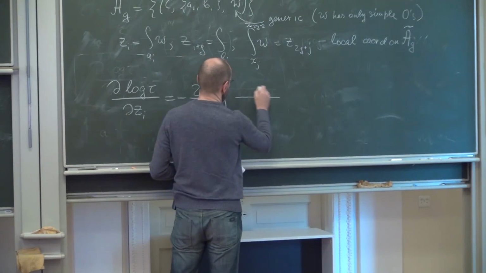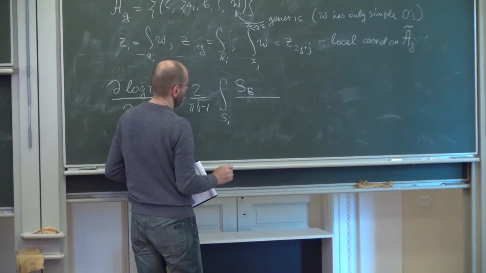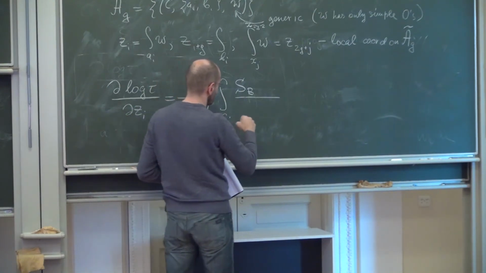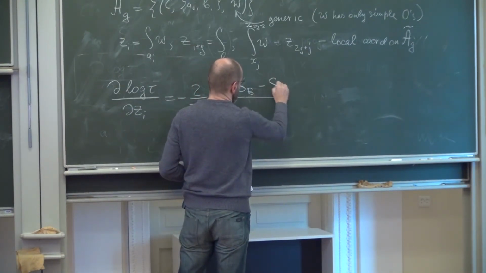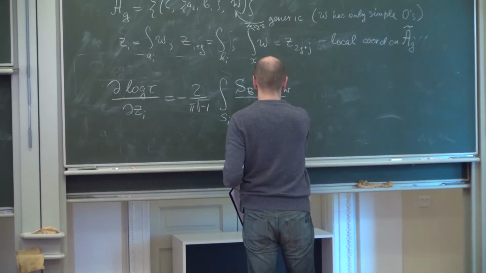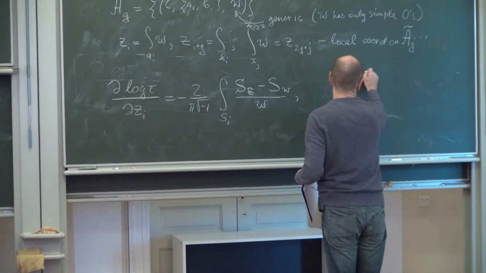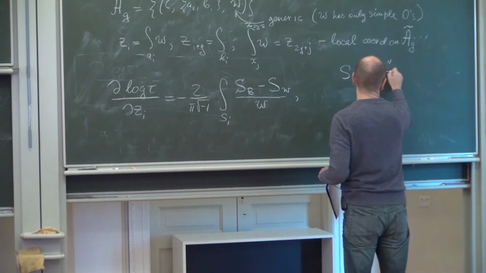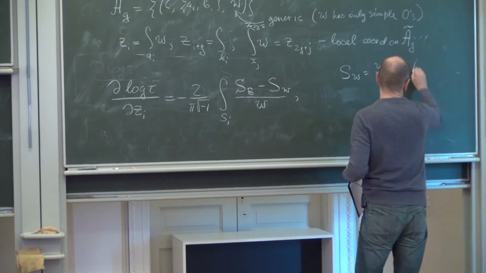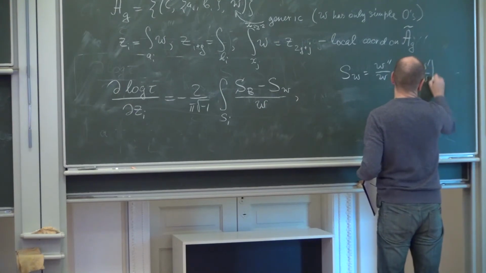And here we have the same expression, the Schwarzian derivative of the projective connection minus S w over w. So now S w is the second derivative of w over w minus 3/2 of w prime over w squared.